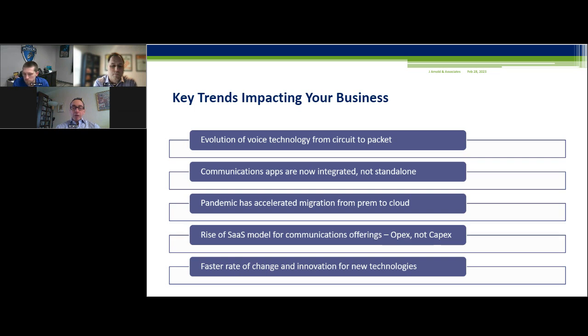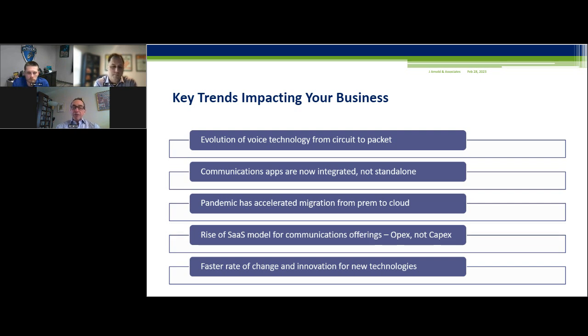The pandemic, which we are hopefully mostly through at this point, right, it's accelerated the migration from prem to cloud. I think we all know that. It's been actually a very good story in its own way for the UCaaS space and for other applications like contact center as a service to go down this path of cloud.